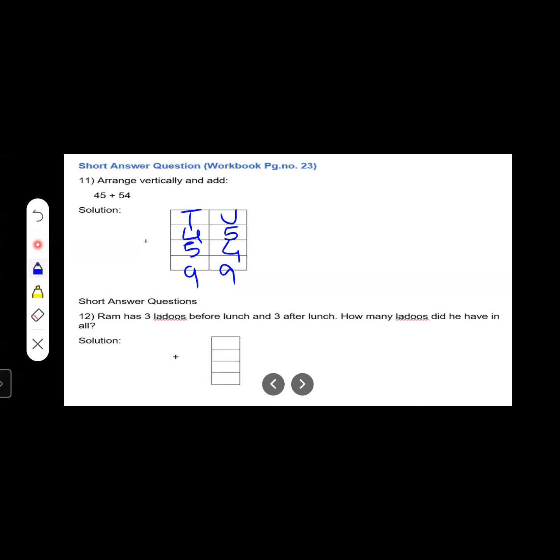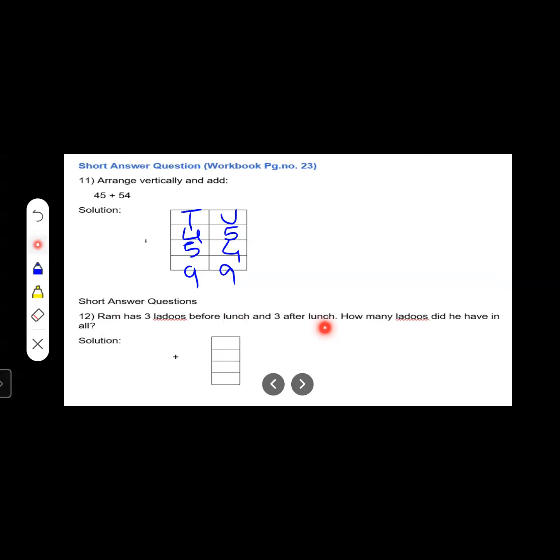Then, short answer question. Now read the 12th question with me. Let us move on to the next question. Ram has 3 laddus before lunch and 3 after lunch. Read the question properly. How many laddus does he have before lunch? 3. And 3 after lunch.